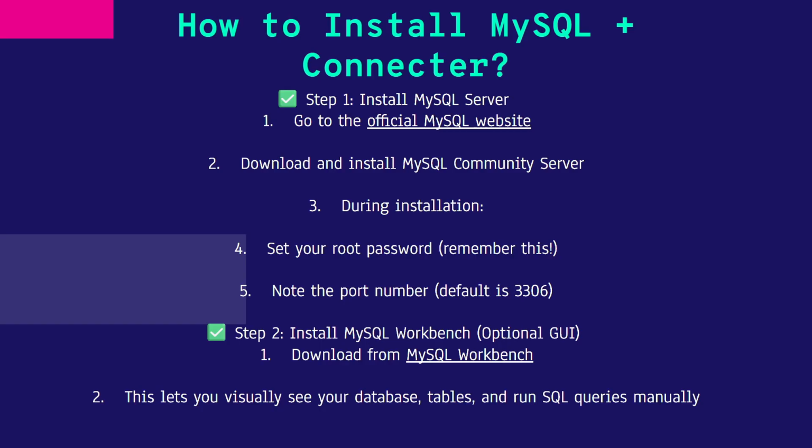Setting up MySQL. I'll read this and then I'll show you myself how to download all of this. Step one, you install MySQL Server. You go to the official MySQL website, which will be in the link down below. Click that, and you can download and install MySQL Community Server. During installation, set your root password. Remember this, because you're going to use it for every single database you make. You can make many, and typically it's better to make a different database for each project, but you have to remember your root password, because if you lose it, you're kind of cooked.